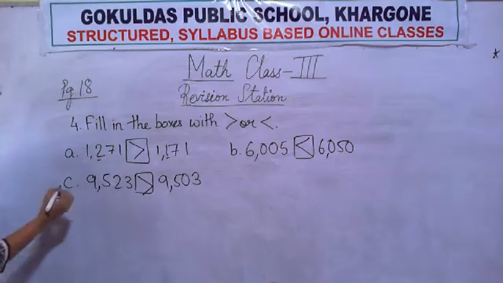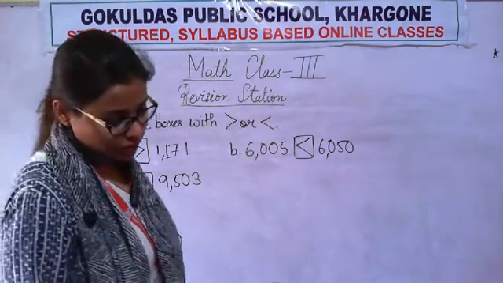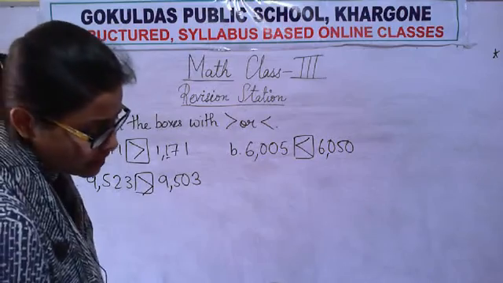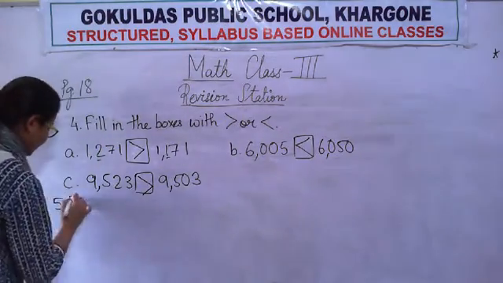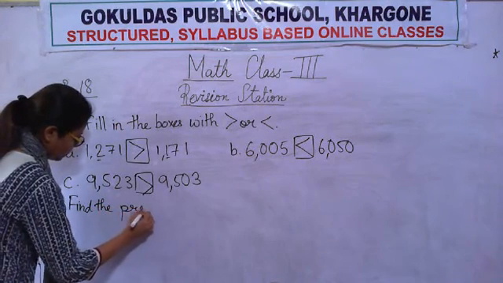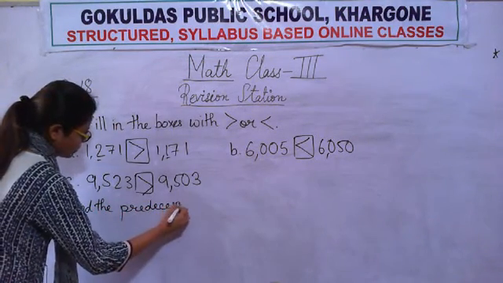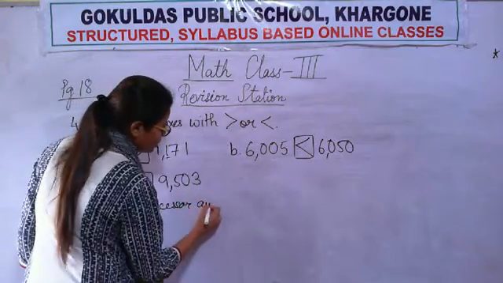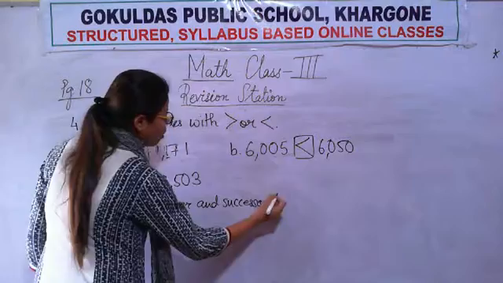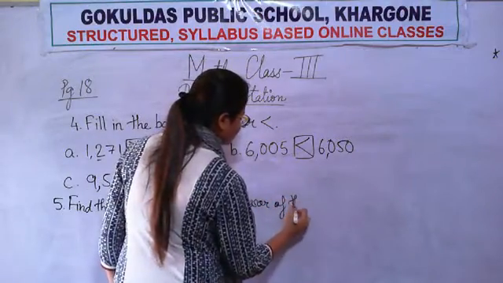Now question number 5. Find the predecessor and successor of the numbers given below.